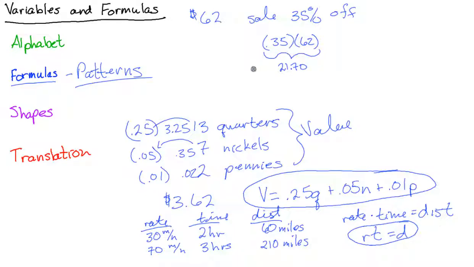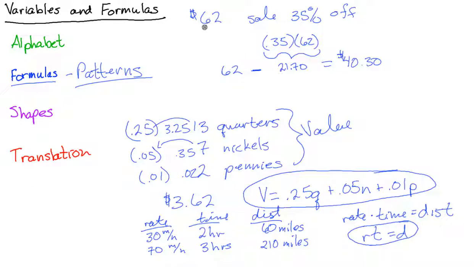So that needs to be subtracted from the original $62. And what does that give us? $40.30. Oh, that's nice. Look at that. 62 minus the 35% of 62 off, meaning we subtracted, gives $40.30.